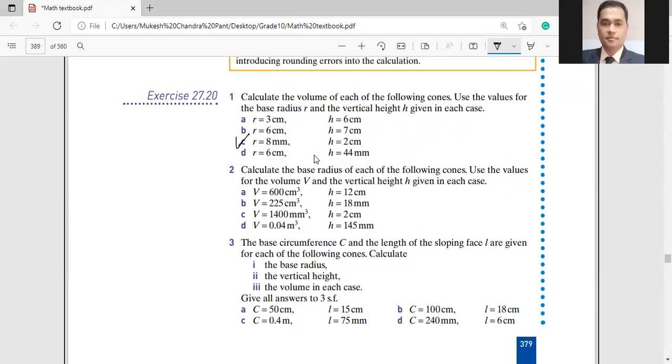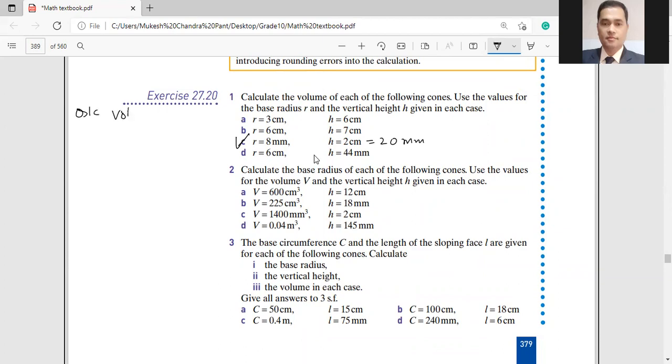In part C, this is 8 mm and this is 2 centimeter. So either you convert mm into centimeter or centimeter into millimeter. What I'm doing here, Devila, is 2 centimeter equals 20 millimeter. I prefer to convert into the small unit. When we have one small and another big, I prefer small. So here now the radius is 8 millimeter and the height is 20 millimeter. So question number 1C.